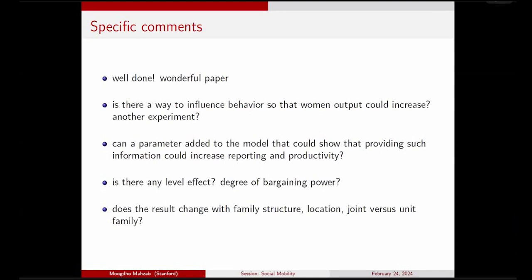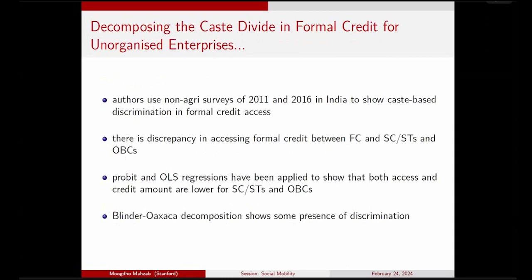Thank you. All right. Moving on, the last paper that I will discuss. So this is decomposing the credit market for unorganized enterprises in India, specifically focusing on the caste divide.